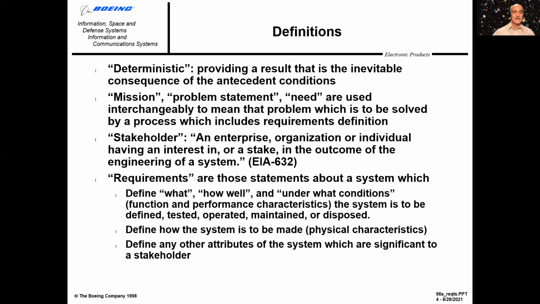There may be additional requirements about how the system is to be made, the physical characteristics or other suitability criteria. But each of these has to be defined by the who, shall, what, how well, under what conditions. And then the last one is to define attributes of the system which are, instead of saying significant, required by the stakeholder as a condition of acceptance. So I would update the language here, given when I'm doing this now compared to when I first wrote it.